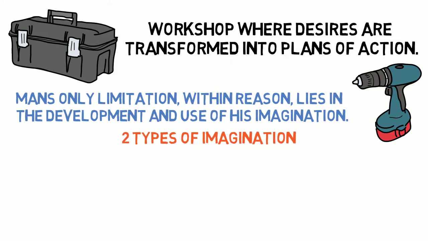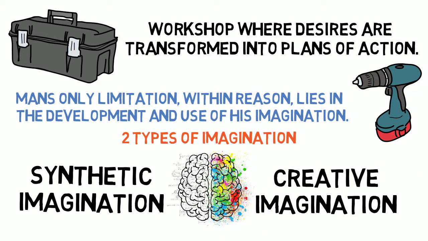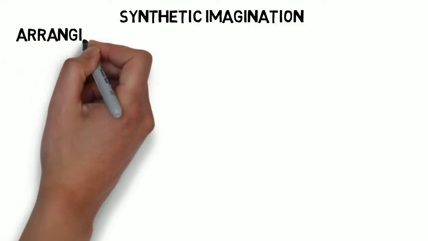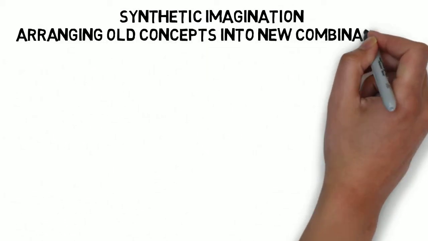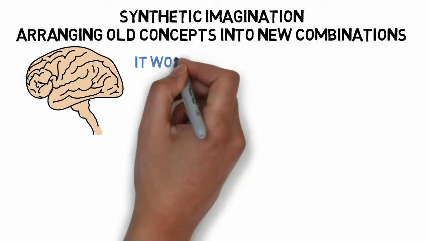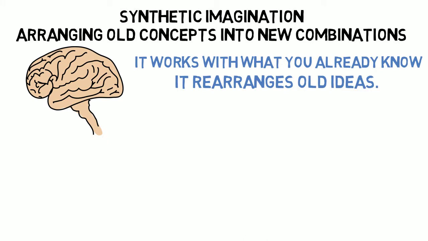There are two types of imagination: synthetic imagination and creative imagination. Let's go over both of them now. Synthetic imagination is used when you arrange old concepts, old ideas, and old plans into new combinations. It works with what you already know. It really doesn't create anything, it just rearranges these ideas.